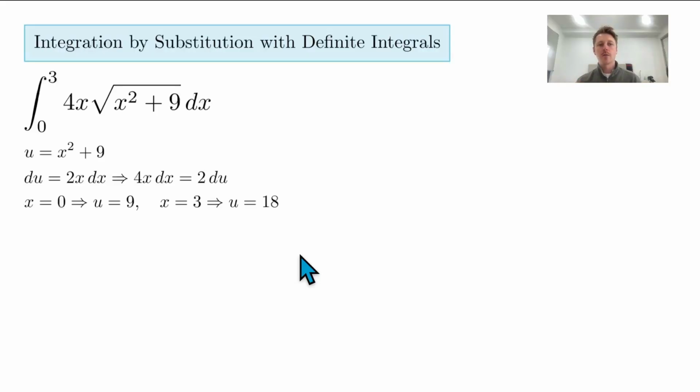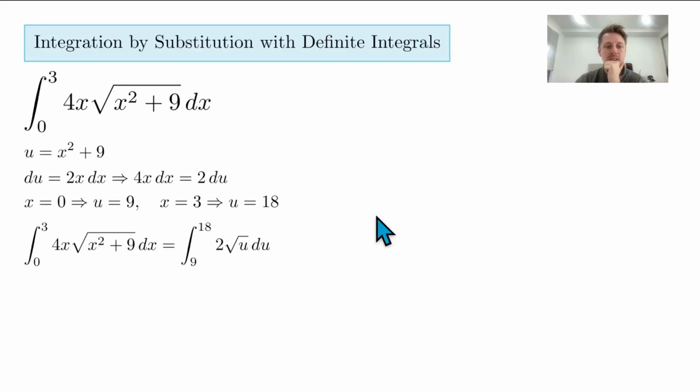So you can start to see we're making this transformation where now we've got u instead of x. So what that might look like is this, okay? Just pause for a moment, take a moment to digest how we came about that. But basically we said the bounds are going to be now between 9 and 18.